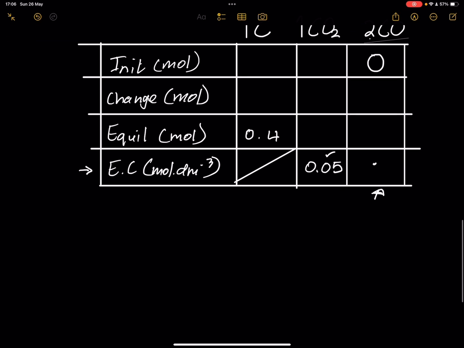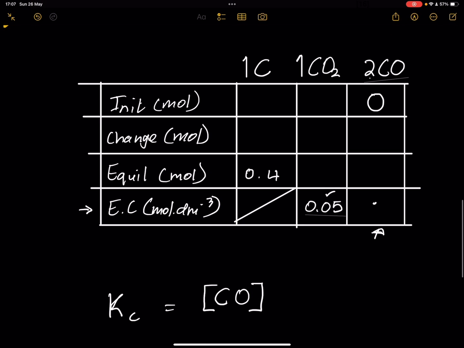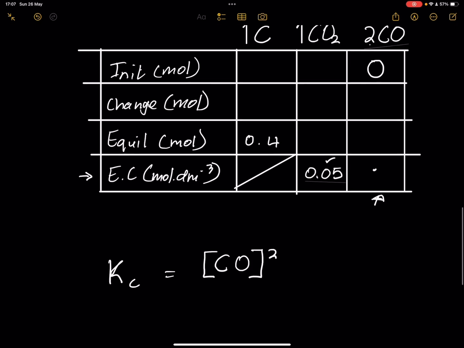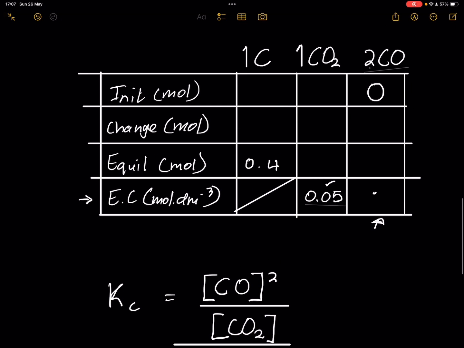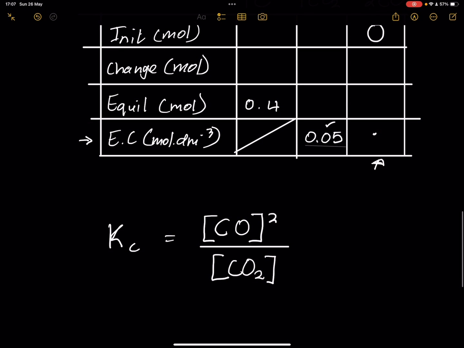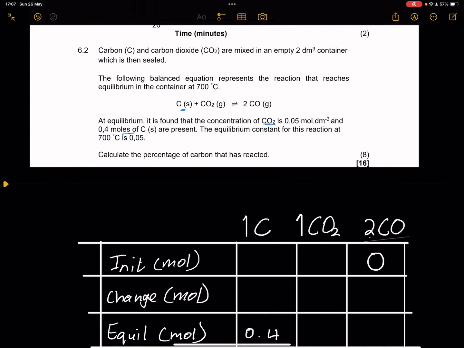So I can say, well, my Kc value is going to be the molar concentration of my products, which is CO, a gas. So this is squared. Remember that the coefficient becomes the exponent in this case, divided by the molar concentration of carbon dioxide. Remember, in this case, the coefficient is 1, so we will not put any exponent there, but we know that the exponent is 1. And we know this is equal to 0.05. That is our Kc value, given to us there.